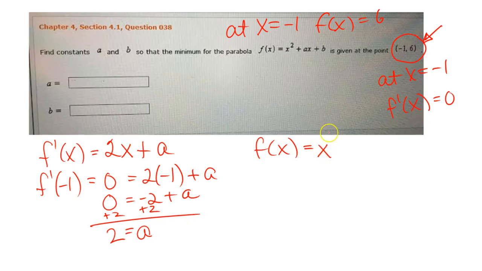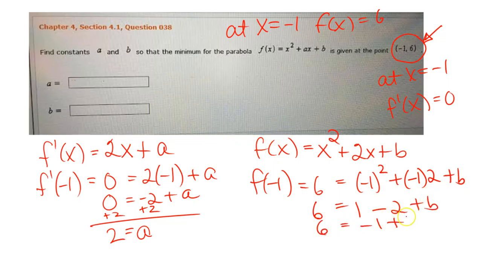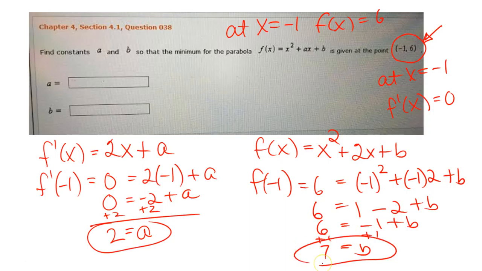I'm going to put x squared, and I know a is 2, plus b. So at negative 1, this thing should equal 6, shouldn't it? So I'm going to put negative 1 squared plus 2 times negative 1 plus b. 6 equals 1 minus 2 plus b. 6 equals negative 1 plus b. Let's add 1. b equals 7. So a equals 2, b equals 7.